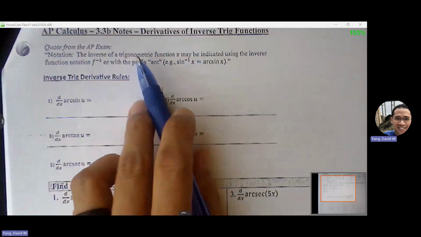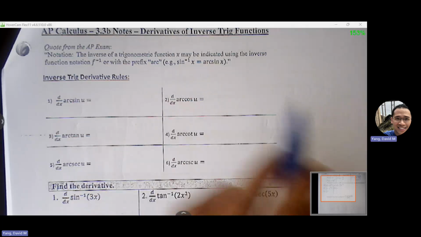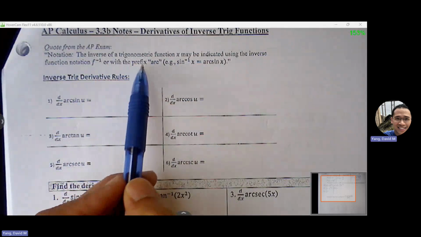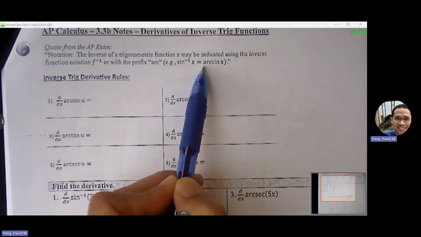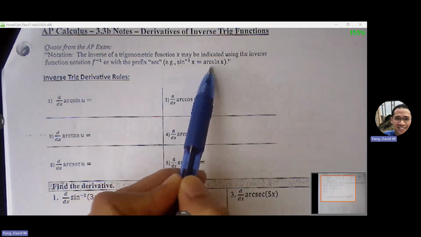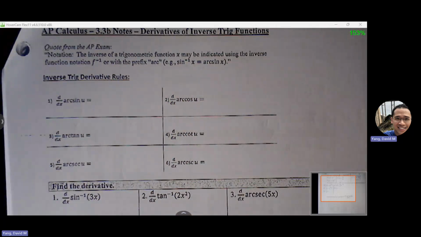So the inverse of a trig function may be indicated using inverse with a prefix or with a prefix arc. So you may see inverse sine of x. You may also see arc sine of x. These are interchangeable, so just recognize that we need to be able to look at it and know that they're the same things. So with these, we never have to worry about what these graphs look like. As far as these inverse trig functions, we just have to know their derivative rules.